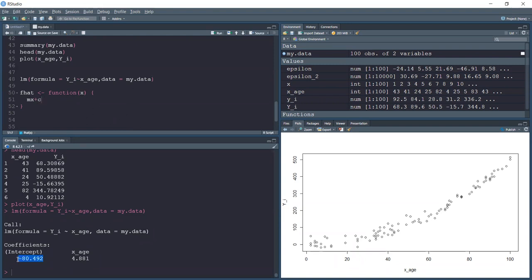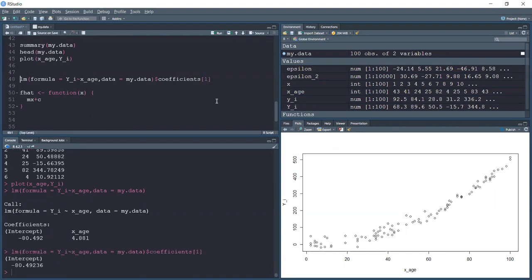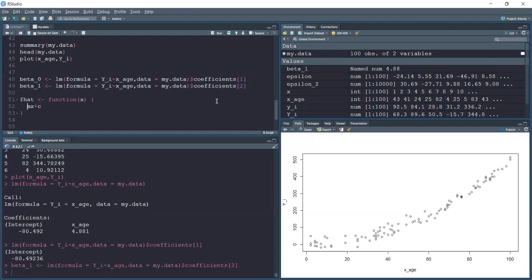And I could either just copy these, or I could do it this way, which you wouldn't want to do. So instead you do $ coefficients, and you say 1, and I'm going to call that my beta naught. And I'll do exactly the same thing, and I'll call this beta 1. I'll take 2. Now I'll say beta 1 times X plus beta naught. This is the model.